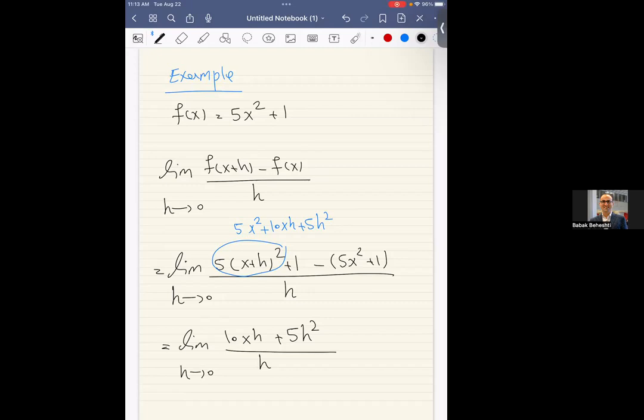Okay, which is equal to, if you simplify this h with h, so you get the limit as h goes to 0 of 10x plus 5h. Now when h goes to 0, you get just 10x. So the instantaneous rate of change for this function at x is 10x.